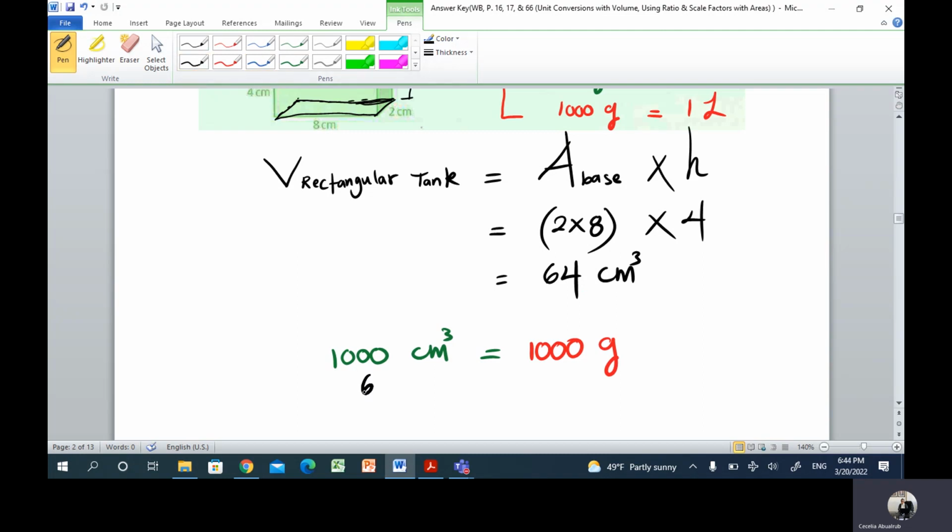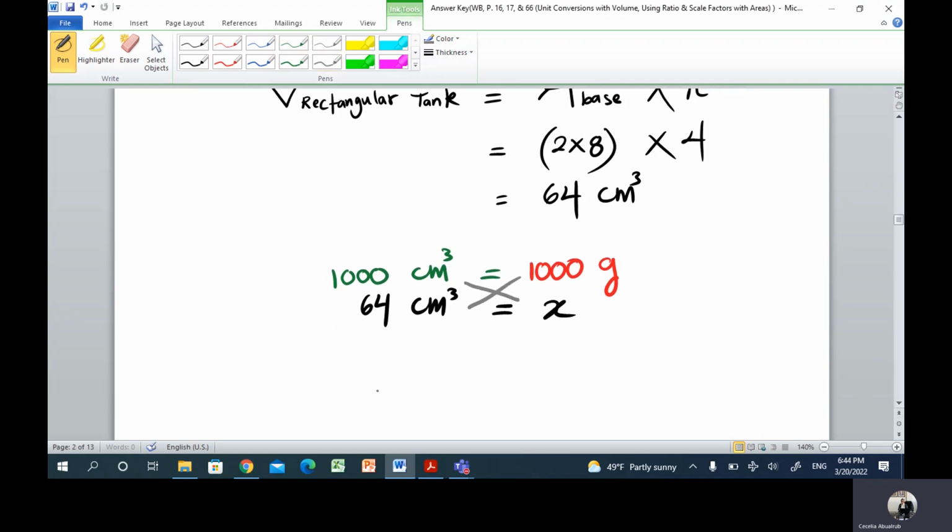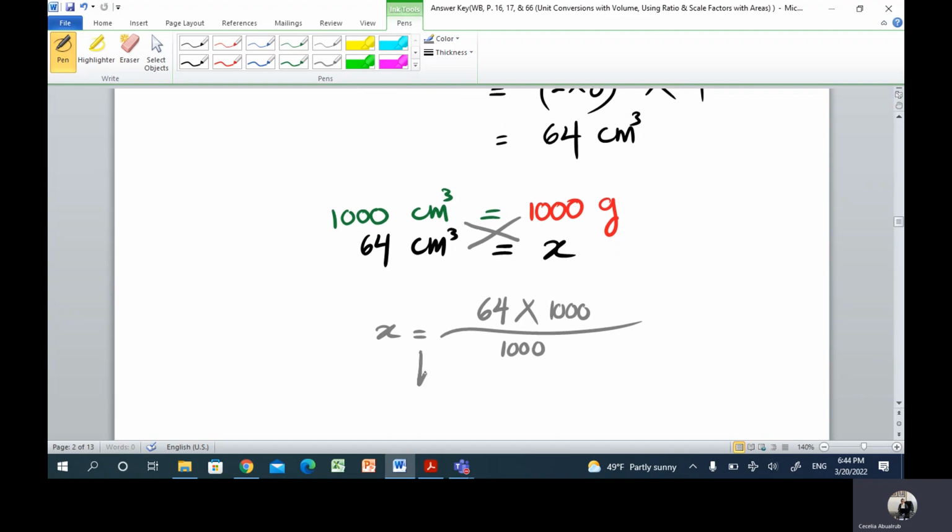Now, what is it that we found? We found 64 centimeter cubic, and this is my unknown. I'm going to cross multiply. So x is my unknown. I will put x here is equal to fraction line. X is multiplied by 1,000, and the other two numbers, which are 64 and 1,000, are gonna go up multiplied by each other. So basically, the answer in grams will remain as 64 grams.